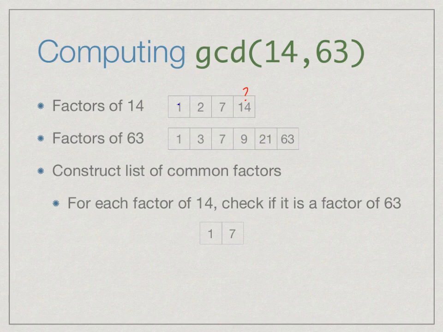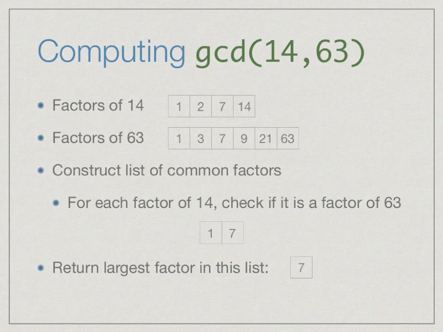So in this way, we have systematically gone through 1, 2, 7, and 14, and concluded that of these, only 1 and 7 appear in both lists. And now having done this, we have a list of all the common factors. We computed them from smallest to biggest because we went through the factors of 14 in ascending order. So this list will also be in ascending order. So returning the largest factor just returns the rightmost factor in this list, namely 7. So this is the output of our function.